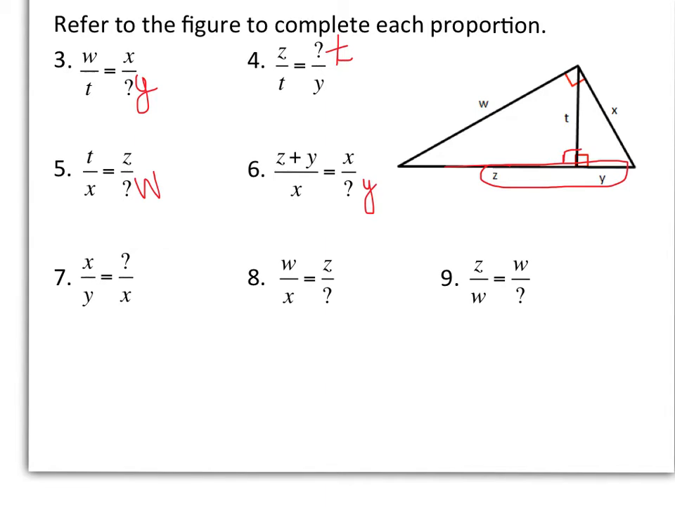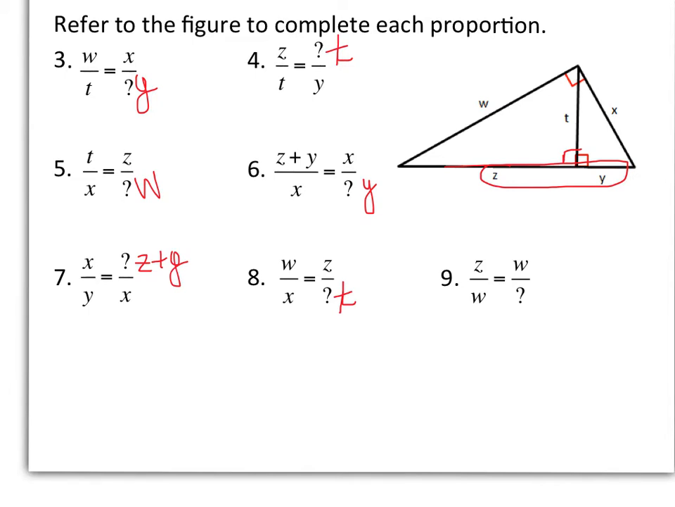In 7, we have hypotenuse over short side for the small triangle, so then we need hypotenuse of the large one over short side of the large one. Let's see, in 8, W over X, so that's long side over short side for the big triangle, and that would be Z over T, long side over short side for the medium triangle.